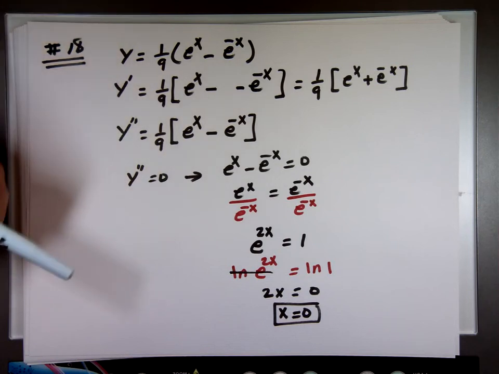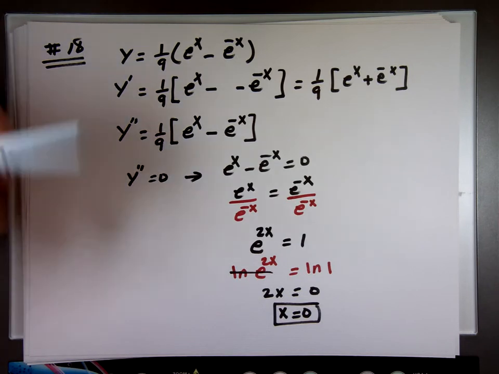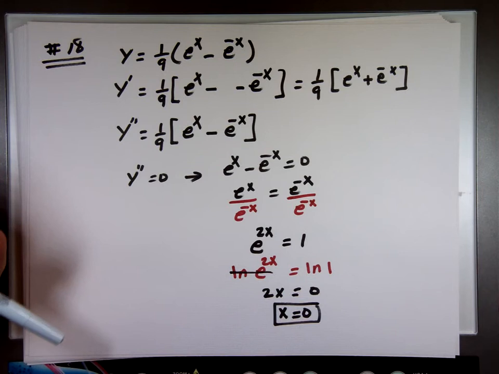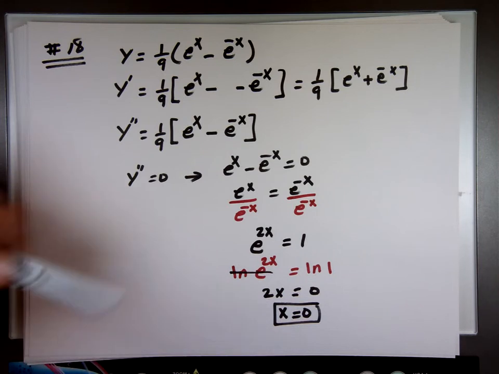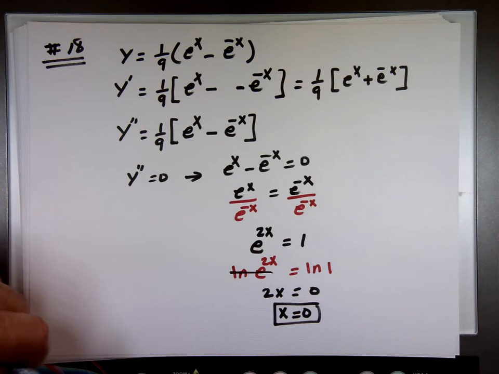Where is the second derivative undefined? Undefined, there's none. It will never be undefined for this one. Because even if you make it a fraction, this will never be 0. e to the minus x will be 1 over e to the x. e to the x is always more than 0. So we do not have an undefined second derivative.